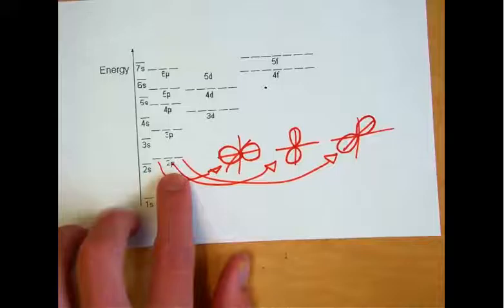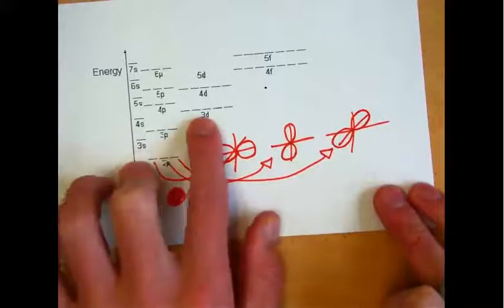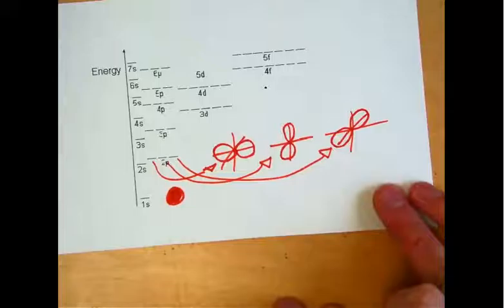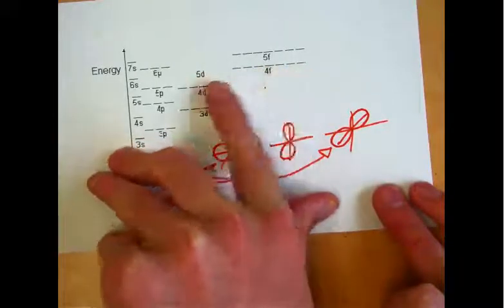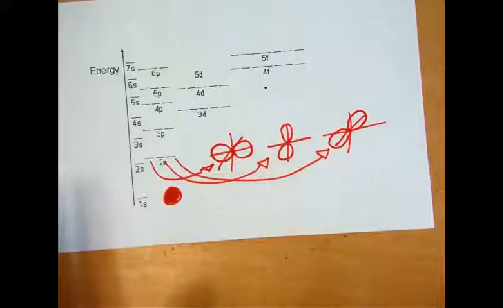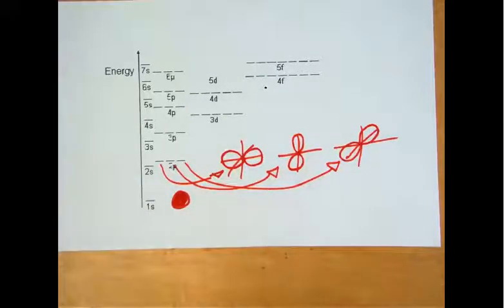Our p orbital can hold up to 6 electrons because we have 3 different shapes for it. Our d orbitals can hold up to 10 electrons because we have 5 different shapes, and then our f orbitals way up here can hold up to 14 because of our 7 different shapes. I'm not going to draw those for the sake of time or space, but just know that each of these lines represents one of the shapes of our quantum orbitals.